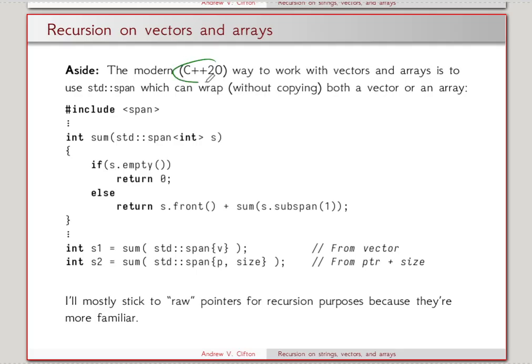The sort of modern C++20 way to work with both vectors and arrays is to use this thing called a span. So a span is kind of like a vector that doesn't own the array. So it has like an array in the background, but the array doesn't belong to it. So you can wrap up a vector or an array or anything that sort of looks like a vector or an array there like that.